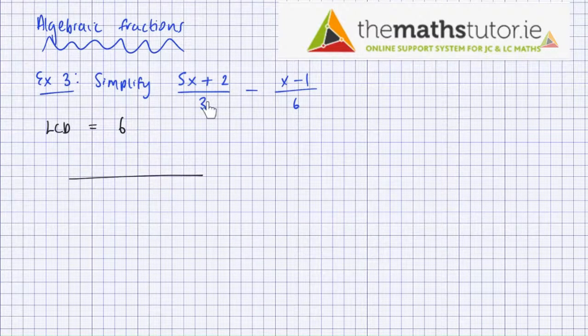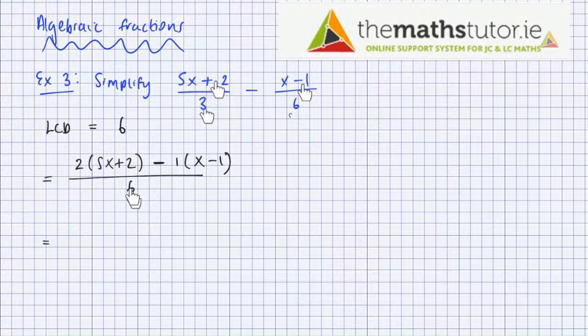So we're going to put 6 in the bottom. 3 into 6 goes twice, and it's 2 by the top bit, so it's going to be 2 by 5x plus 2 minus 6 into 6 goes once, and it's 1 by x minus 1.